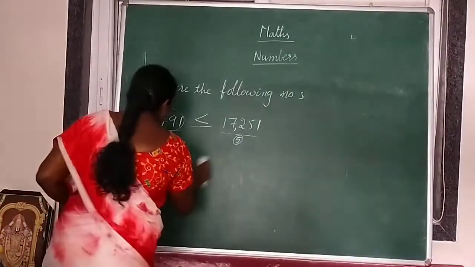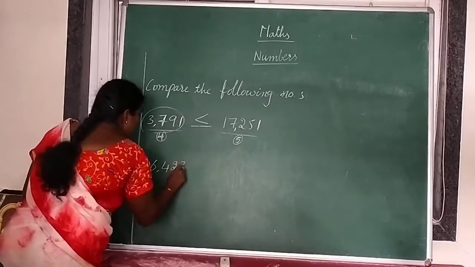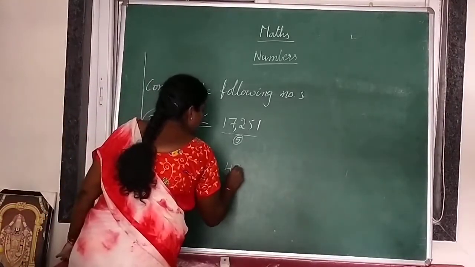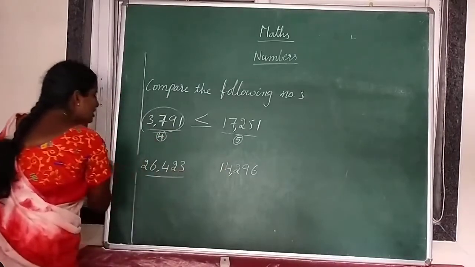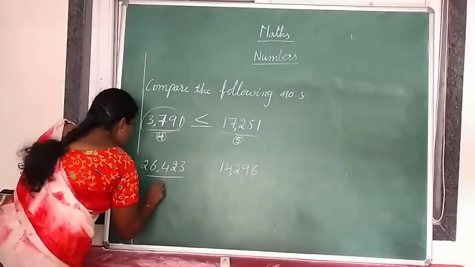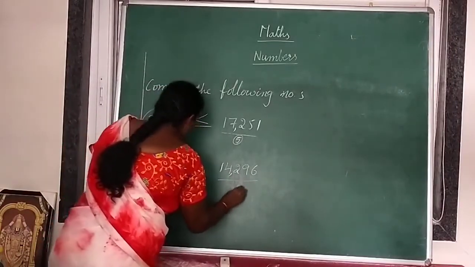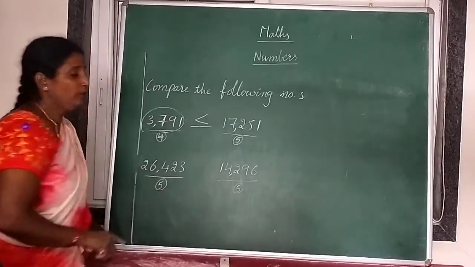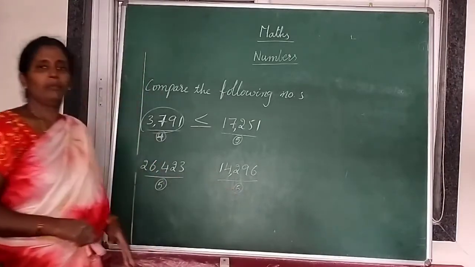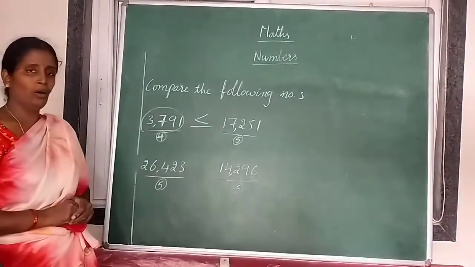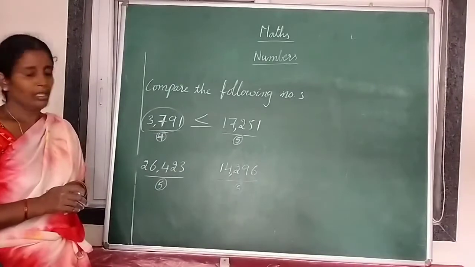Sometimes there are the same number of digits, say 26,423 and 14,296. Here how many digits are there in the first number? 5 digits. And in the second number, 1, 2, 3, 4, 5. Same number of digits, 5 digit, 5 digit. In both numbers, the same number of digits are there. Then what should we do? We have to put an equal symbol or we have to do another comparison. Is there any other?